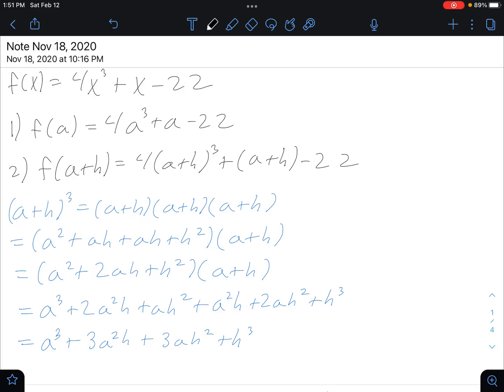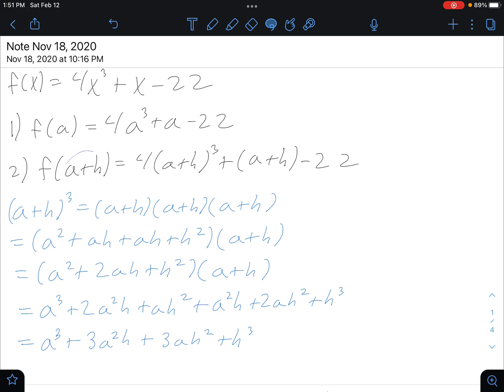On the WebWork difference quotient homework, problem number 4, we have a cubic function, 4x to the third plus x minus 22. So let's go through it. Number 1 is the straightforward part, f of a. Again, wherever you see the input x, plug in a, so we get 4a to the third plus a minus 22.